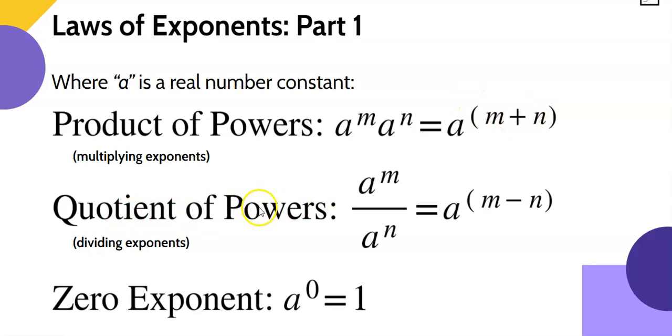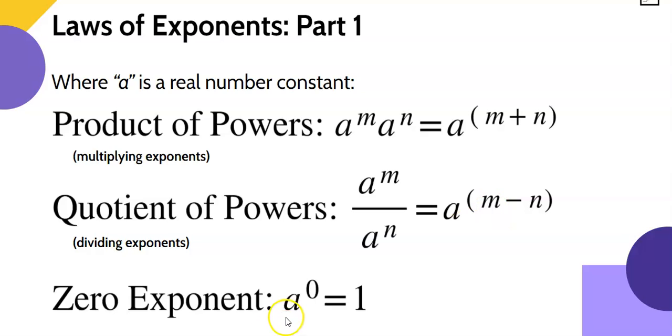Now the quotient of powers. Quotient is another word for dividing in math, and we said powers is another word for exponents. So quotient of powers is telling us what to do when we're dividing exponents, such as a to the m power divided by a to the n power. Well, it tells us that it's equal to a to the m minus n power. This is telling us when we're dividing exponents with the same base, we're really subtracting them.